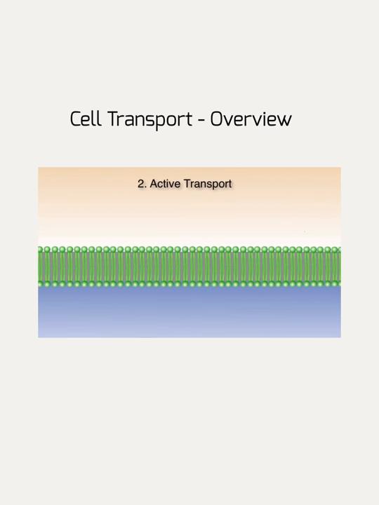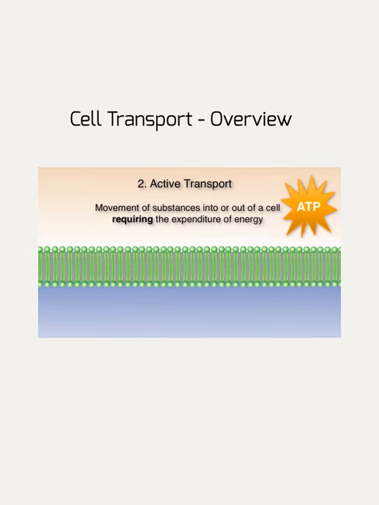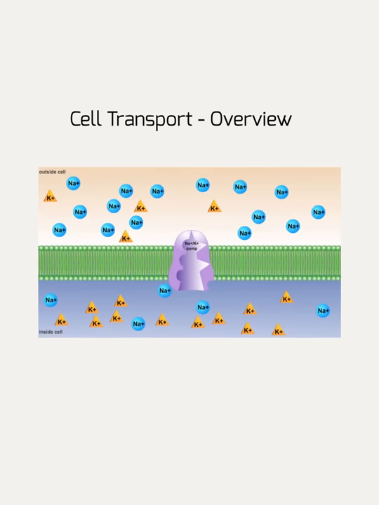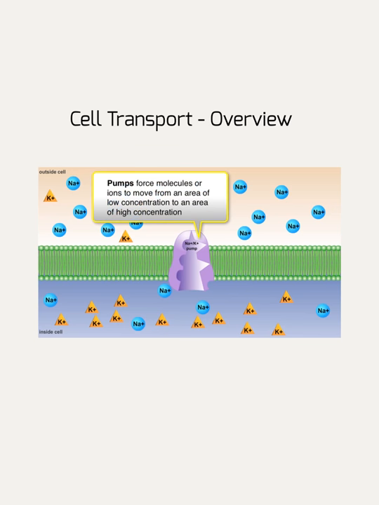The second type of transport, active transport, requires the input of energy in the form of ATP. The proteins that conduct this form of transport are often called pumps because they force molecules or ions to move from an area of low concentration to an area of high concentration. This is commonly referred to as up or against the concentration gradient.